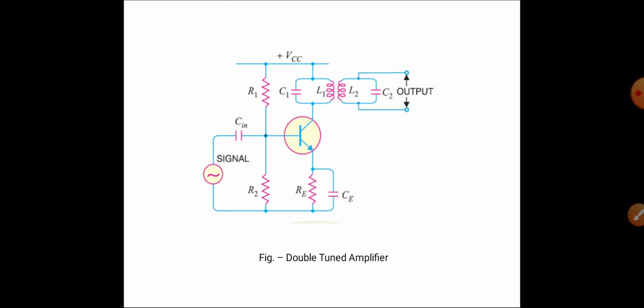These double tuned circuits are very extensively used for coupling the various circuits of radio and television receivers. You all know these tuned circuits are very useful in radio and television receivers, and this is also used in those receivers.